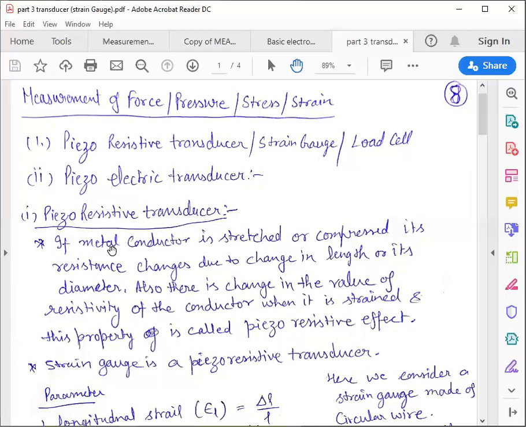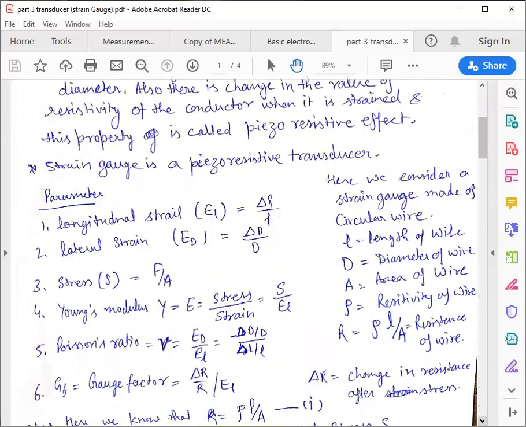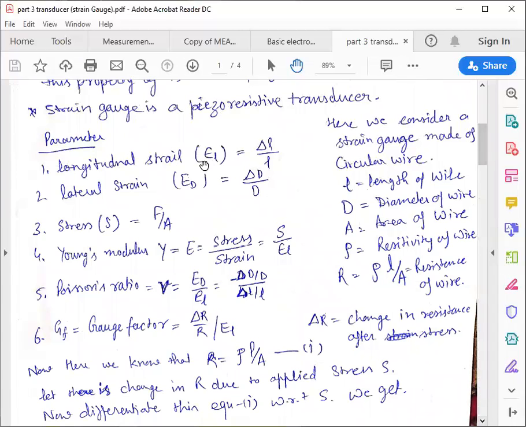Now, let's study. If a metal conductor is stressed or compressed, its resistance changes due to change in length or its diameter. Also, there is a change in the value of resistivity of the conductor when it is strained, and this property is called the piezoresistive effect. Now, strain gauge is a piezoresistive transducer. Here we use various terms in strain gauge.